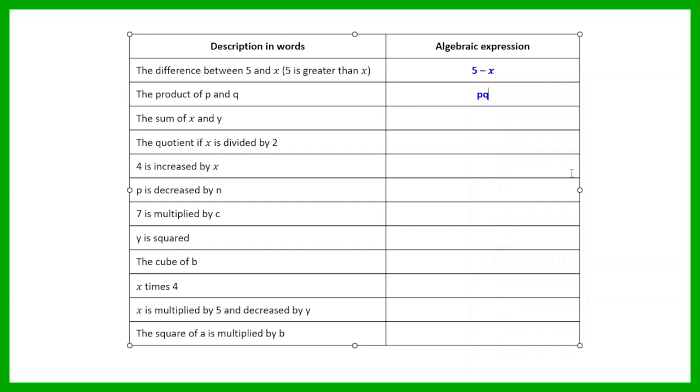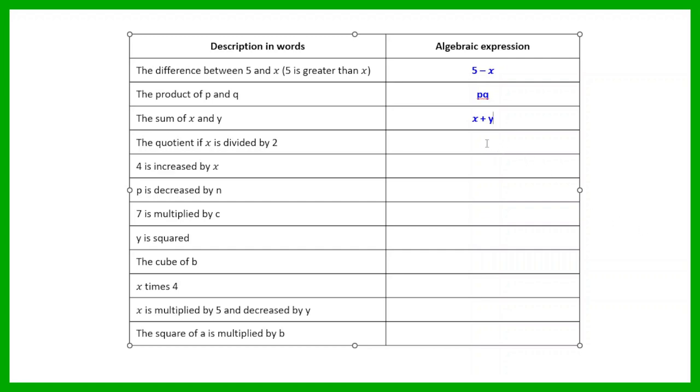It's not like if I write 2, 3, meaning 2 times 3, it looks like 23. I can't do that with normal numbers, but with variables, I don't need to write the times sign. So the standard way of writing in algebra is to leave out the times sign in between variables. The next one is the sum of x and y. So here, sum means addition, so I'm going to add x and y. So it's going to be x plus y.